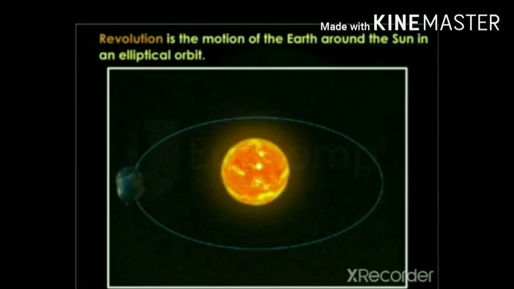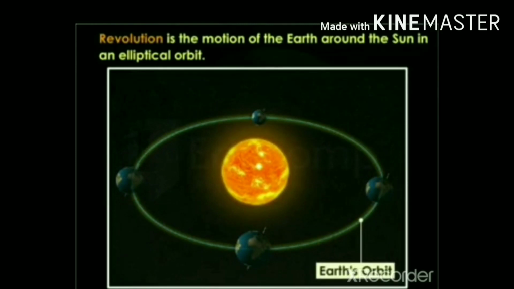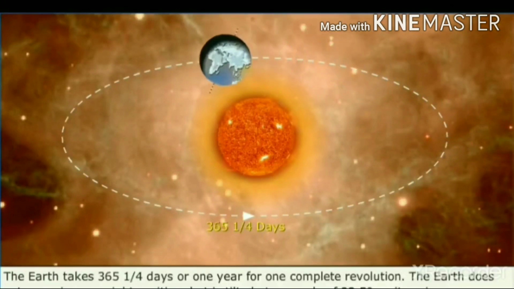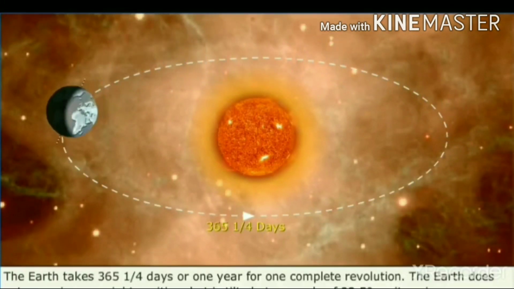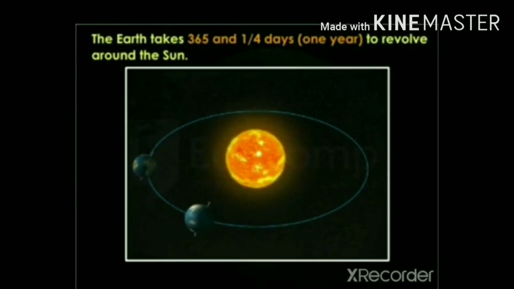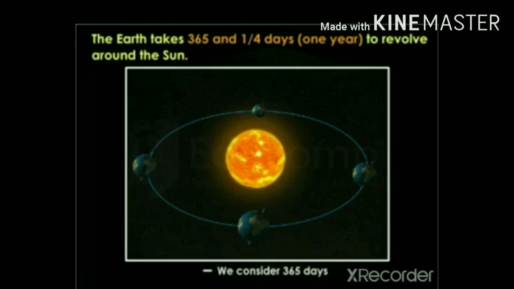Let's start revolution. Revolution is the motion of the earth around the sun in an elliptical orbit. The earth takes 365 days and 6 hours to revolve around the sun. But to make it convenient, we count only 365 days in a year and ignore the 6 hours.